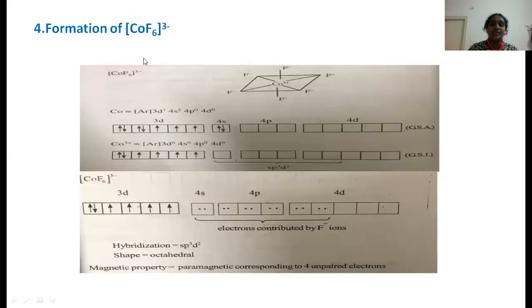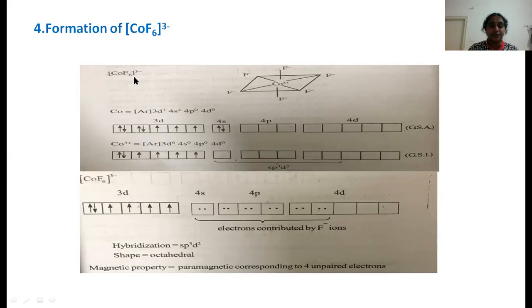Whereas if you see this example here, it is the hexafluorocobalt. In this hexafluorocobalt, cobalt atomic number is 27. So the electronic configuration of cobalt is argon 3d7 4s2. In this complex, cobalt oxidation number is +3. That means we have to remove the 3 electrons from here. So it will become like this.